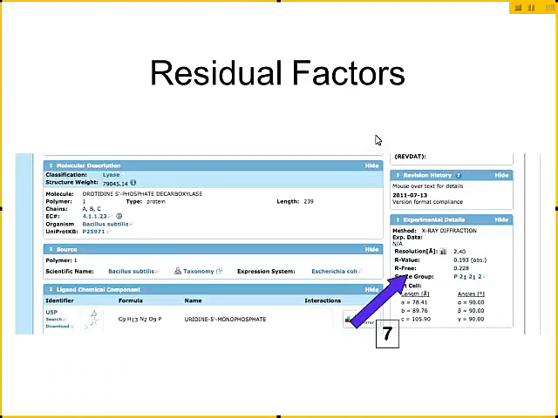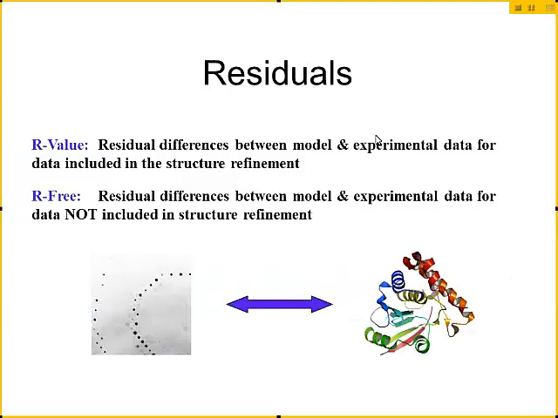A more indirect way of looking at the quality of the structure is the residual factor, the R value and the R free. Now residuals are comparing the difference between your experimental data, your diffraction pattern, and the predicted diffraction pattern from your structure. The R value reflects the data that you use to refine or determine your structure. And the R-free reflects the data that is not used to refine the structure.